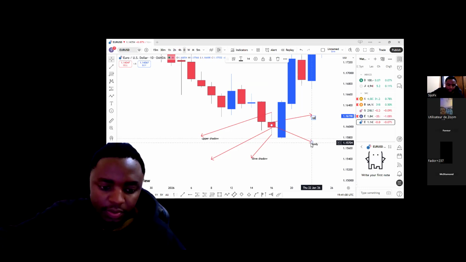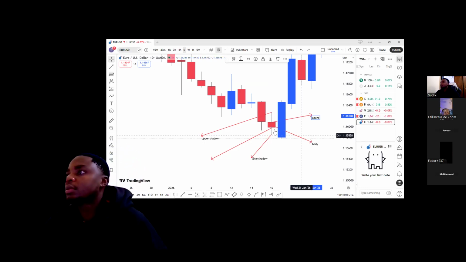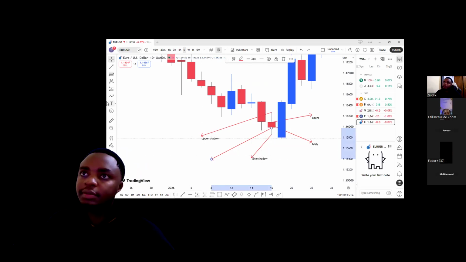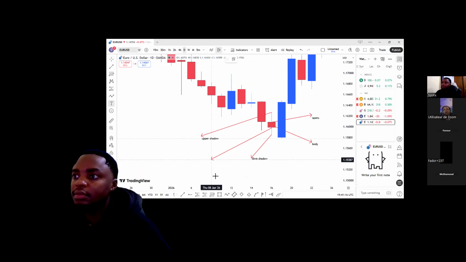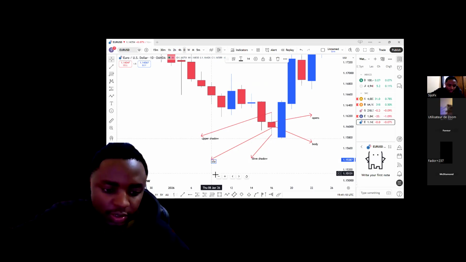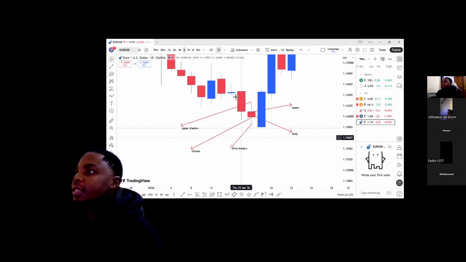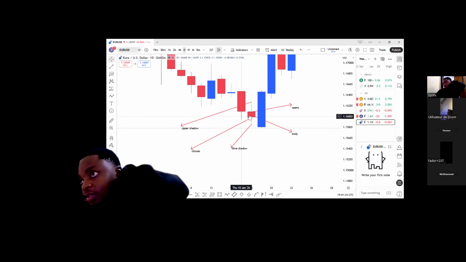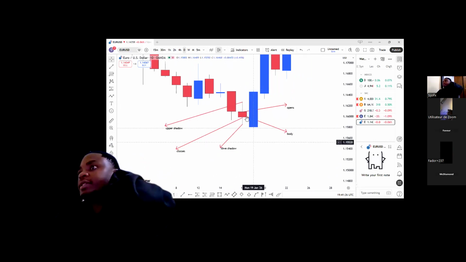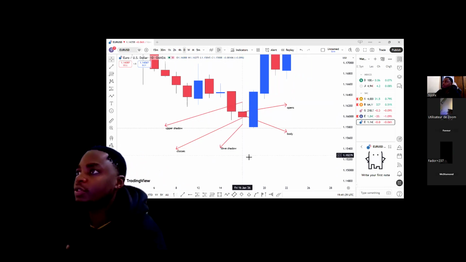This way it opens and closes here. This way it closes. Okay. So this is just an example of a candlestick and the names and the function.